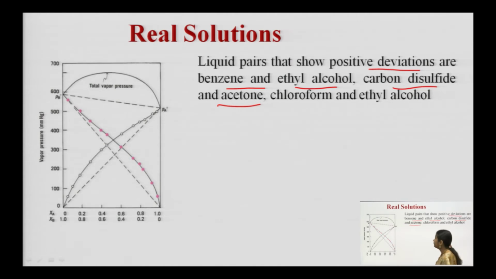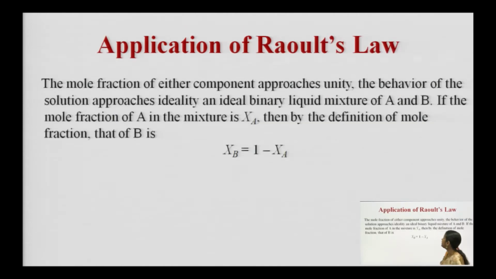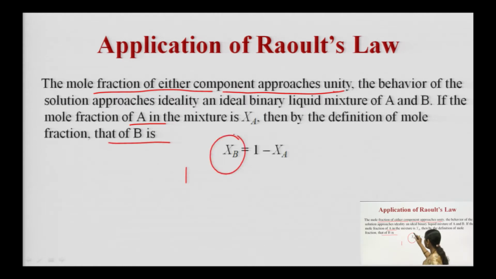Now comes the application of Raoult's law. When we discuss the application of Raoult's law, the mole fraction of either component approaches 1. If the total mole fraction of the system is 1, and if we know the mole fraction of A, then we can find the mole fraction of B: the mole fraction of B will be 1 minus the mole fraction of A.